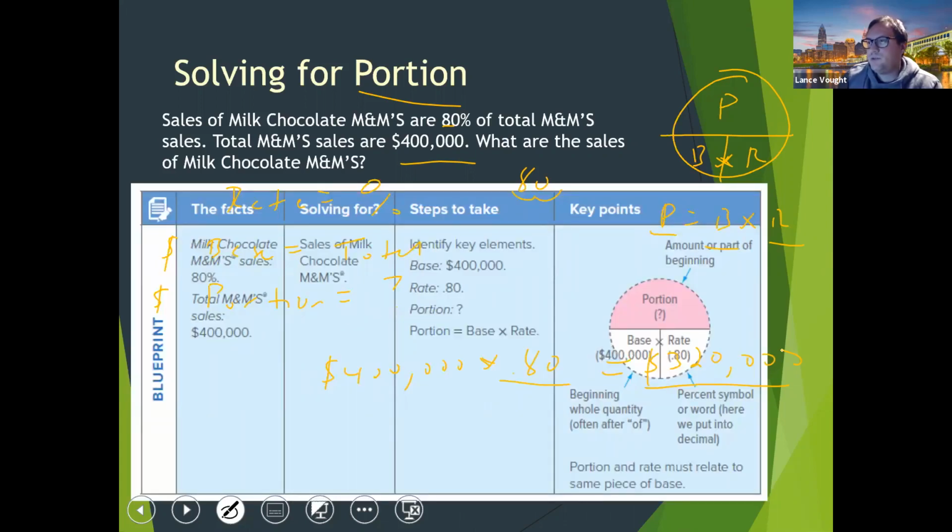You can do this if you would like. The blueprint from the book converts all of this into, like last week, okay, what's the unknown and what's the variable and what's the process? You can do the same thing here. We know that 80% of the M&Ms are milk chocolate. We know the total number of sales is 400,000. We're trying to figure out the dollar value of the portion of milk chocolate M&M sales. In order to find this, we know we're trying to find portion, that's base times rate, so total times the percentage. So we just plug in 0.8 times 400,000, and we should get 320,000 as our answer.